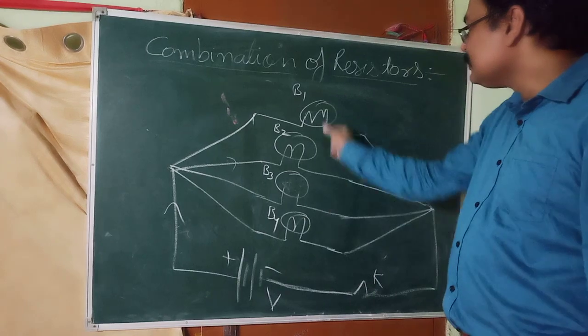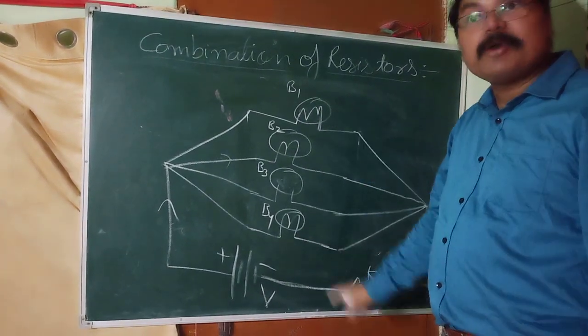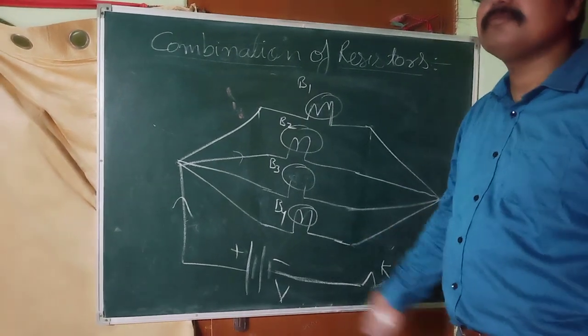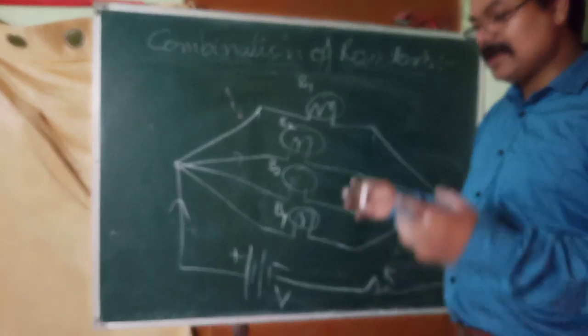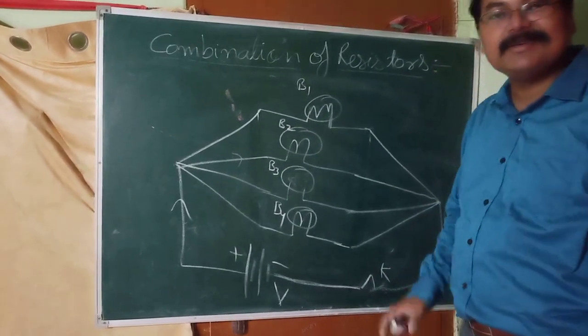And one more thing, see, all are getting the same potential difference, because we know that in parallel, potential difference remains the same. So when all are getting the same potential difference, they can work to the maximum of their capacity, or to their full efficiency.